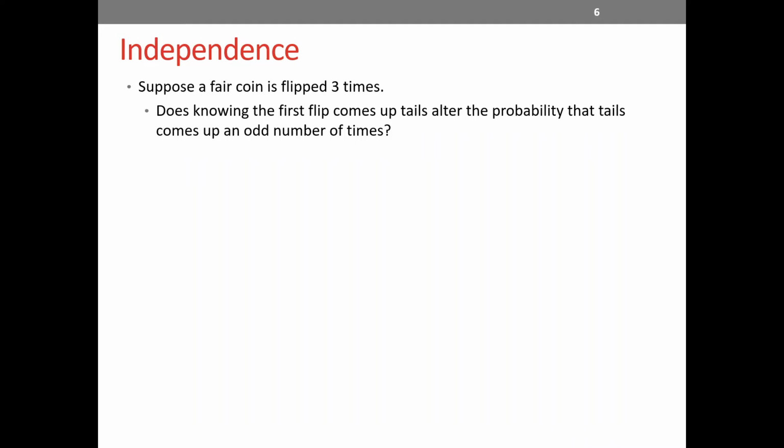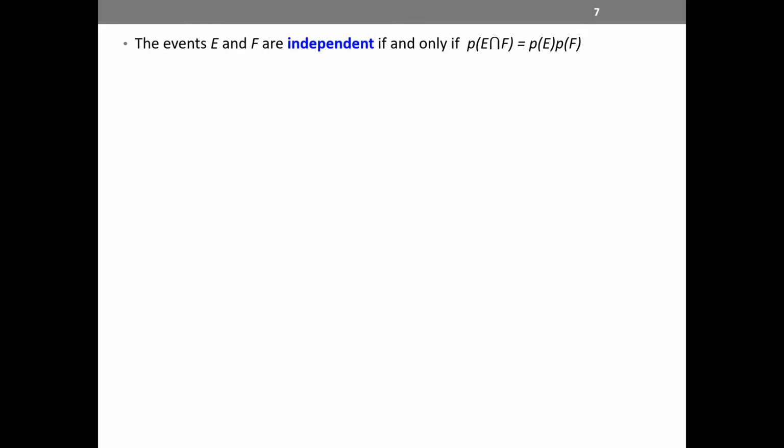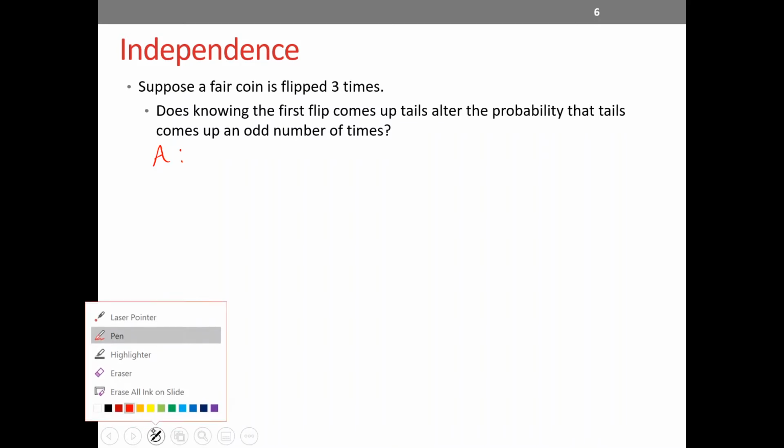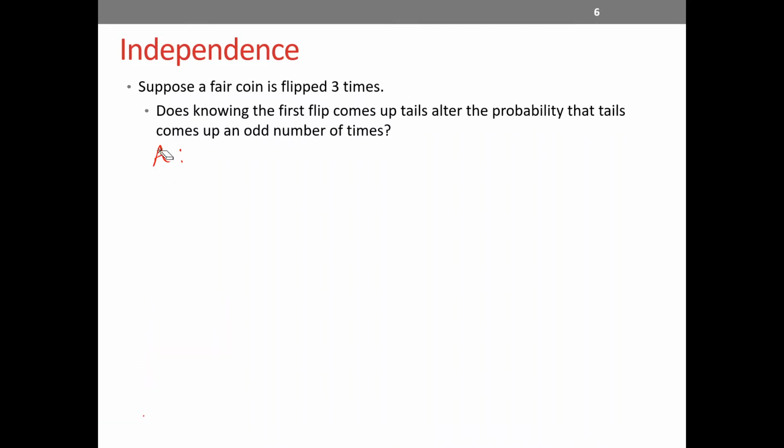Does knowing the first flip comes up tails alter the probability that tails comes up an odd number of times? Let me actually write down the events here. Let me call them E and F, just to stick to what we have used in the previous video.